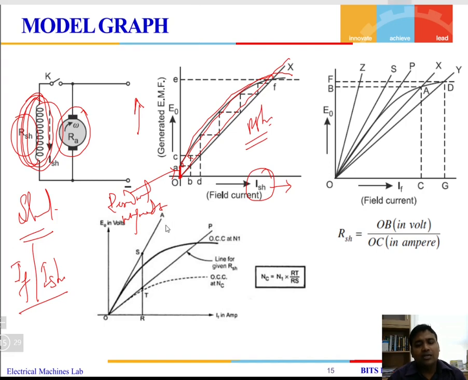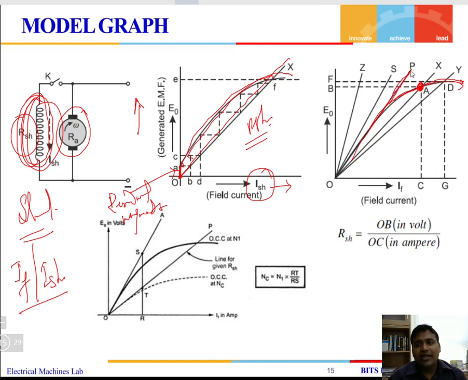Now we have to obtain the critical field resistance and critical speed. So you have to see the definition of the critical field resistance and the critical speed. If you see this OCC characteristic at the point A, this is the maximum generated voltage which is possible with the machine under the OCC curve at a particular speed. Suppose this speed is the rated speed, then you have to draw a tangent to the OCC characteristic.